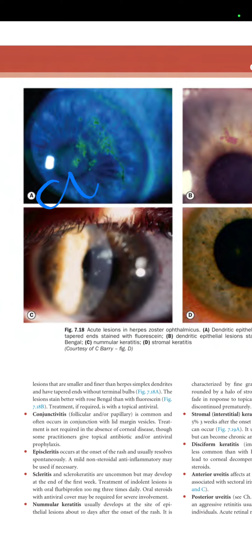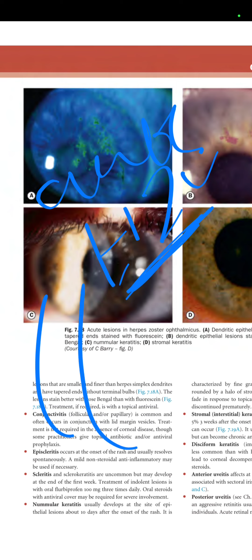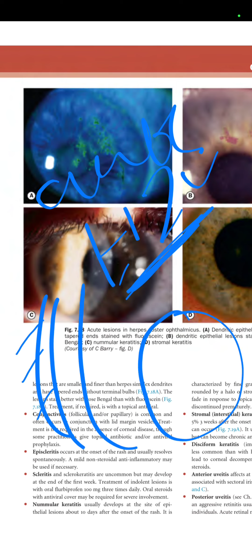So now we are seeing the acute signs of the herpes zoster virus. In case of herpes zoster virus, it involves different layers of the cornea. If the epithelium is involved, it causes the dendritic lesion. But in contrast to herpes simplex, it involves the periphery and it does not have a terminal bulb, and it stains more readily with rose bengal than with fluorescein, and the treatment is with antivirals.